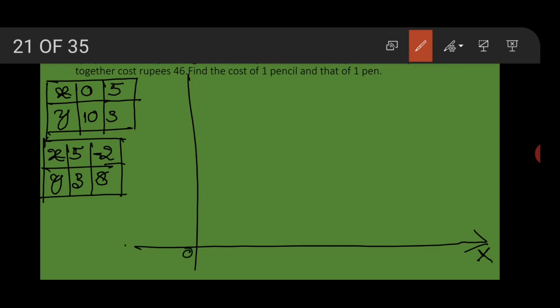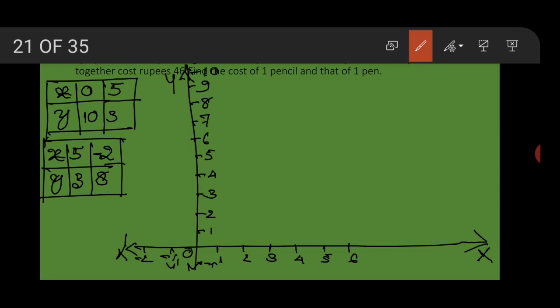This is x, O, x dash. This is y, O, y dash. Now 1, 2, note down the points, 3, 4, 5, 6, like that. This is minus 1, minus 2. Here minus 1. This is 1, 2, 3. Maximum we required on y-axis is 10: 6, 7, 8, 9, and this is 10.